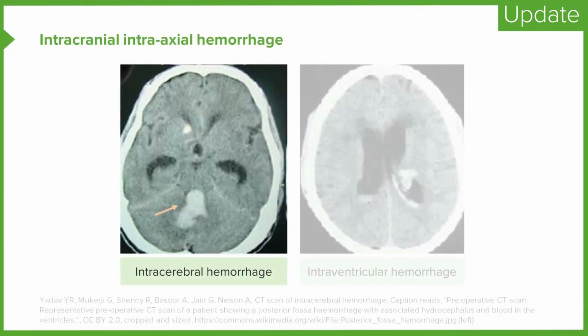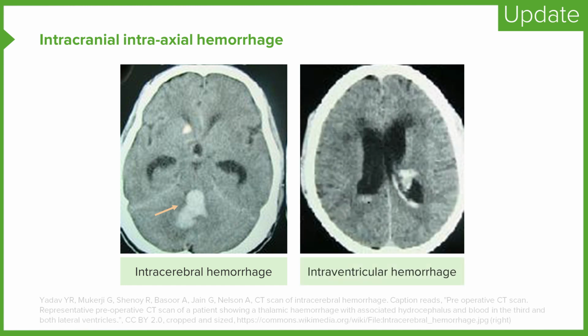On this slide, you can see two types of intracranial hemorrhage. The CT scan on the left depicts a case of intracerebral hemorrhage, whereas the slide on the right shows a case of intraventricular hemorrhage. Treatment is mainly supportive. In severe cases, an external ventricular drain may be required to evacuate the blood, or even a craniotomy.